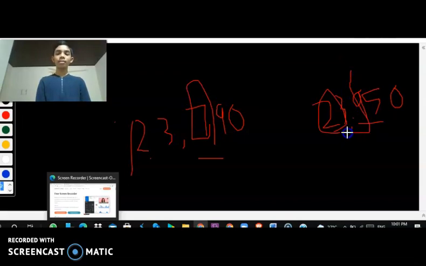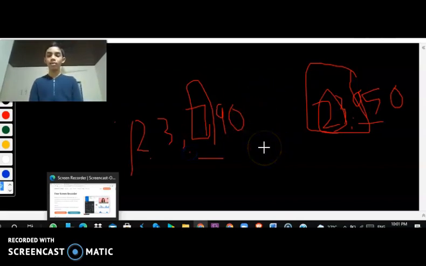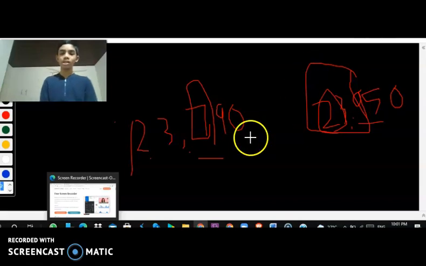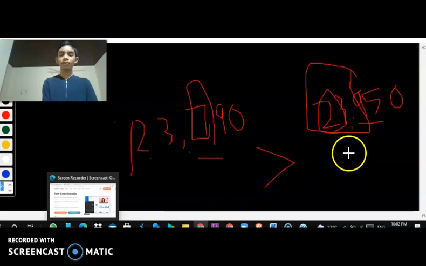They came from the same family of 23,000, but we have to look at which number is greater and which number is smaller. So 23,790 is smaller. So we represent them with the symbol of this and this.